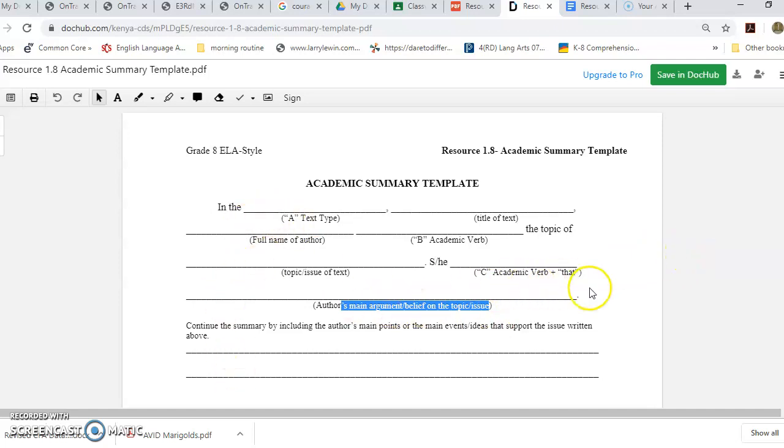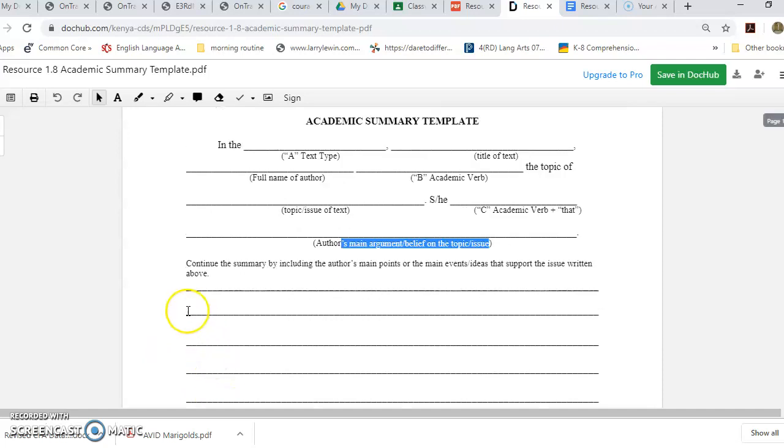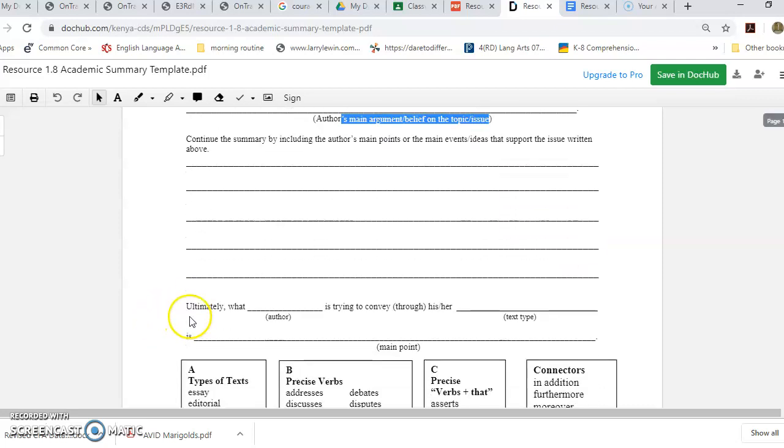Now, all of this together is 2 sentences. Now, you're going to continue your summary by including the author's main points or events or ideas that support the issue written above. What do we call this? Support. What do we use to support? That's right. Major details. Now, you could do one major, one minor, one major, one minor. Maybe. We'll talk about that.